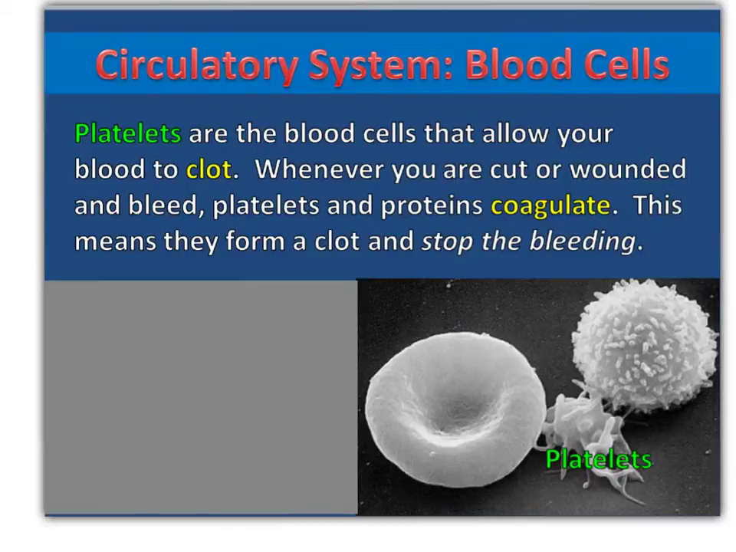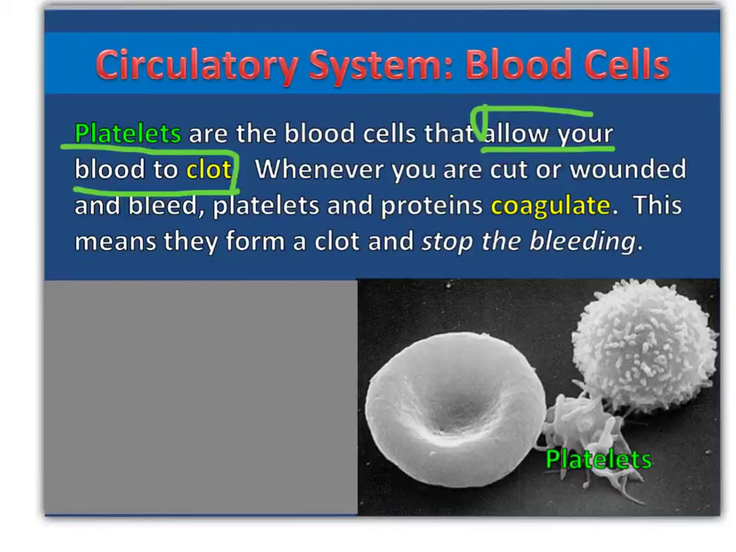The second type of blood cell is a platelet. A platelet allows blood to clot. Another fancy word for clot is coagulate. It means that it can group together so you stop bleeding. Because if you've ever gotten cut before, you don't bleed forever. Eventually it's going to stop bleeding as long as you hold pressure on it. And it's going to clot.